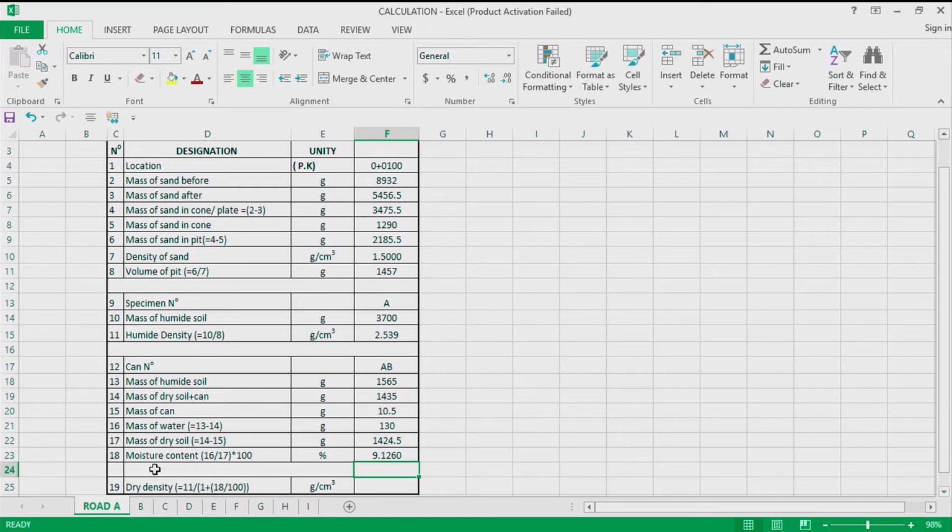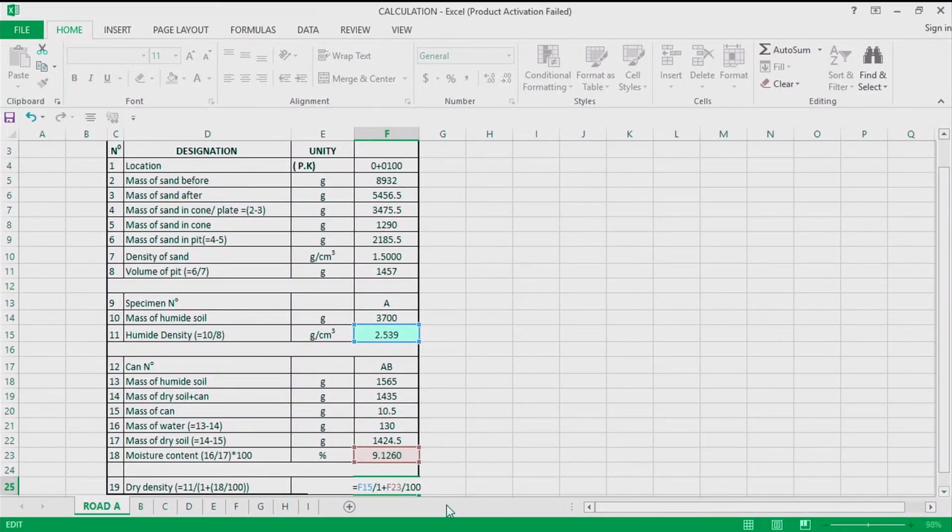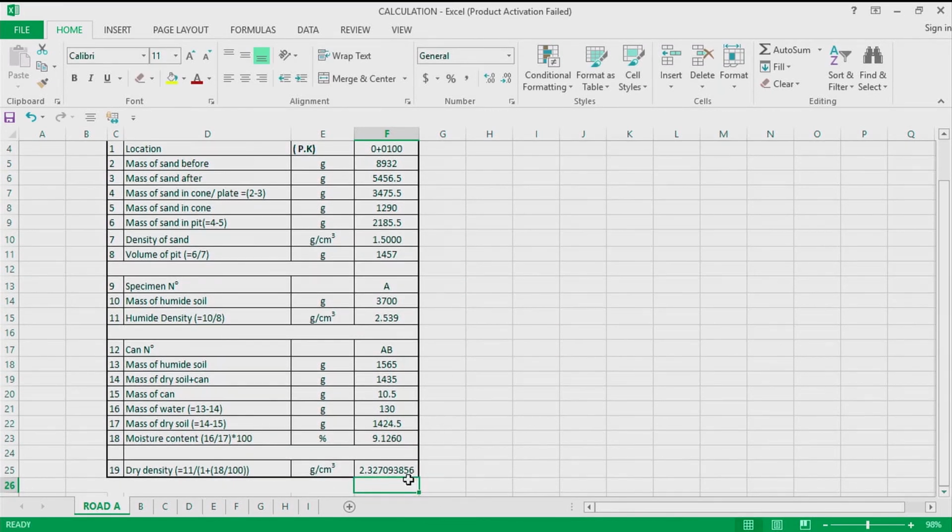Then 18 is moisture content divided by 100. Number 11 is humid density divided by 1 plus moisture content divided by 100. Remember to put the bracket. Put the bracket here. Must be 2 brackets. This moisture content must be divided by this 100 first. Then you put another bracket.